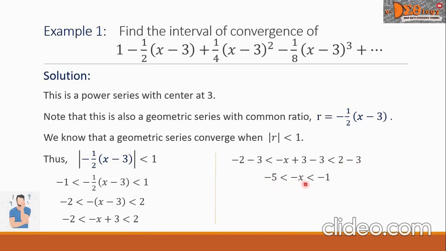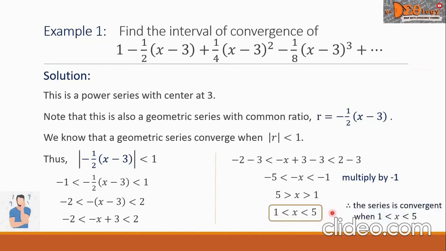We want this negative x to be positive. Let us multiply by negative 1. We know the rule of inequality that when we multiply by a negative value, the direction of inequality changes. So we have now 5 is more than x and x is more than 1. We can rewrite this double inequality like this: x is between 1 and 5. This is our answer. It means this series is convergent when x is between 1 and 5.